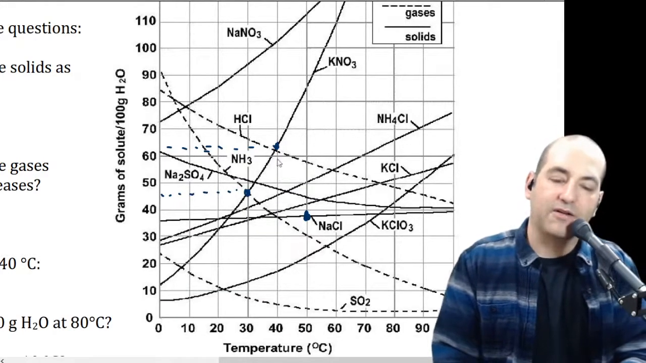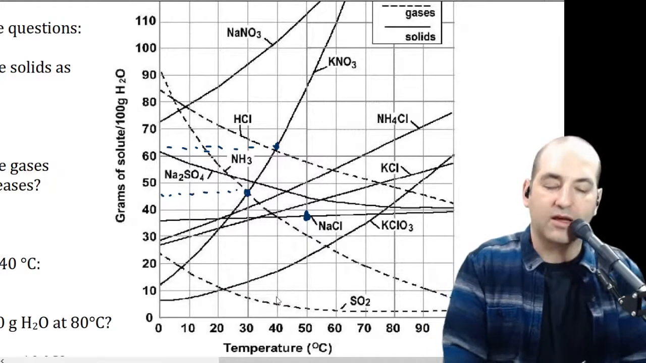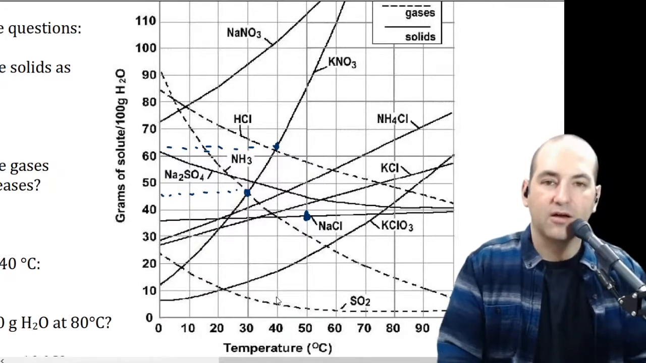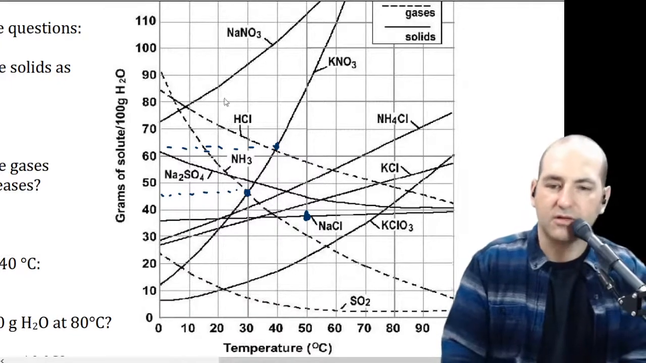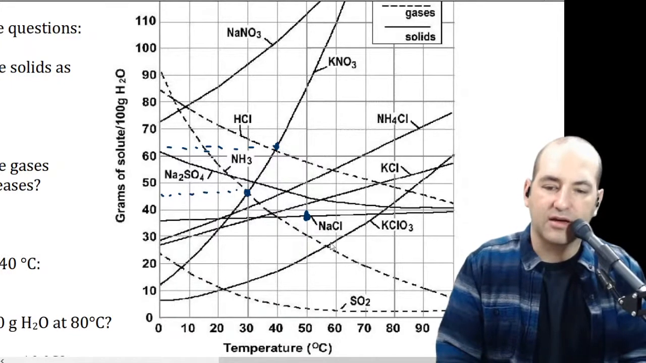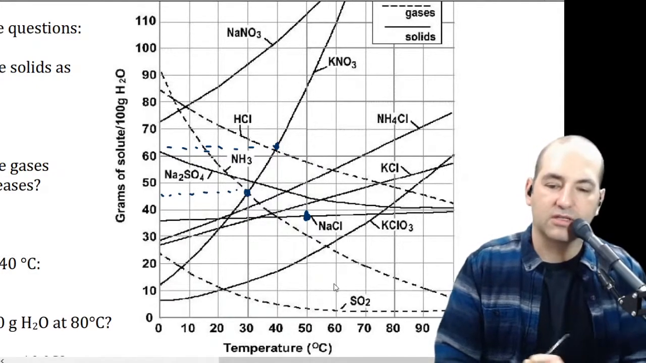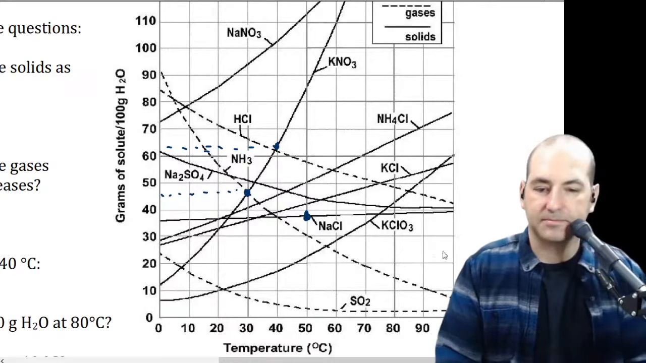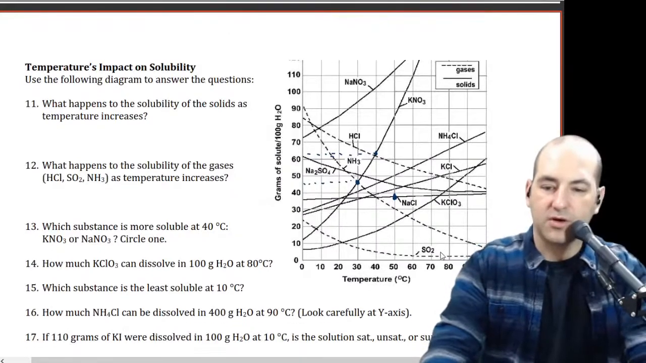The dotted lines here are for gases. Gases decrease their solubility with temperature. That's why cold beverages can hold their carbonation better and be more carbonated, and then as something warms up, it goes flat, because it can't hold as much gas in solution anymore. I don't think CO2 is on this list, but for HCl gas, NH3, SO2, as you increase the temperature, you decrease the solubility of those gases. So that's what that graph is showing you.